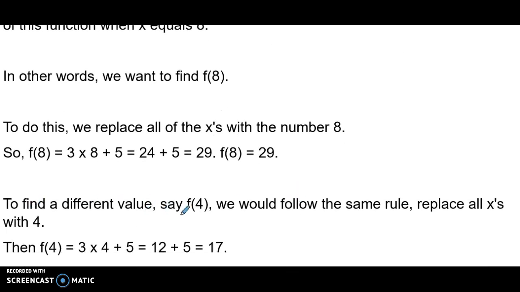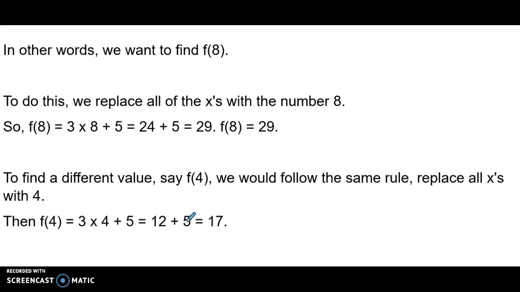If we were to find a different value, let's say f of 4, we would follow the same rule. Replace all x's with the number 4. So we have 3 times 4, which is our x, plus 5. 3 times 4 is 12, and we add 5 to get to 17.